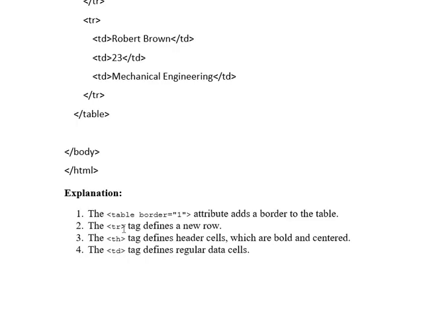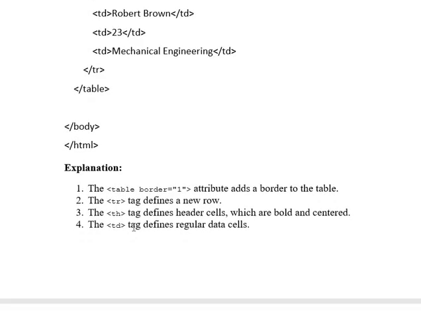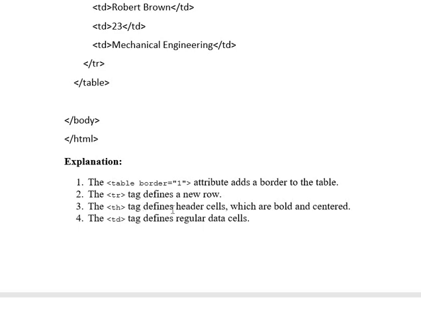Then we have used in this example the tr tag to define each and every new row. Then the next tag we have used in the code is the th tag that defines the header cell, and then we have used the td tag to define the data cells.